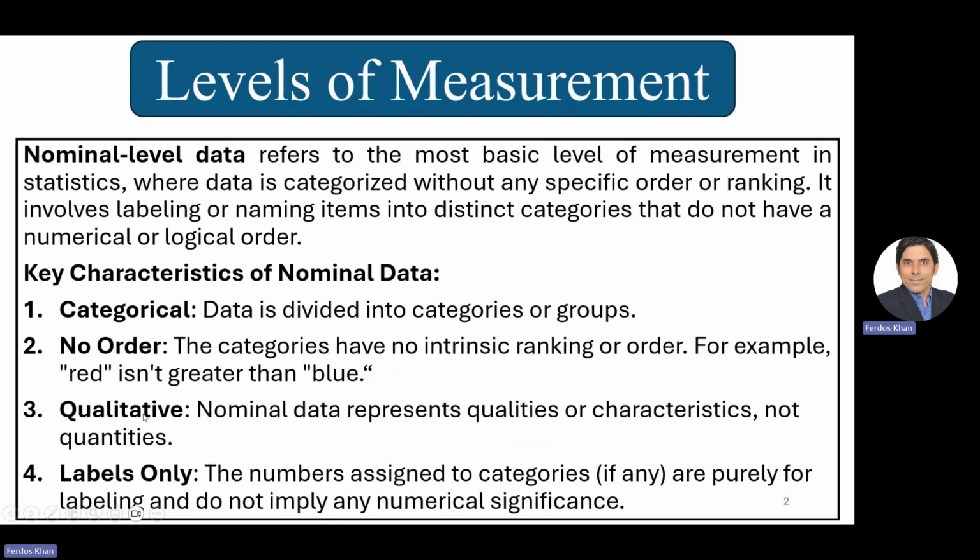Qualitative: nominal data represent qualities or characteristics, not quantities. Labels only: the numbers assigned to categories, if any, are purely for labeling and do not imply any numerical significance. So yes, we can label, but it does not mean numerical significance.